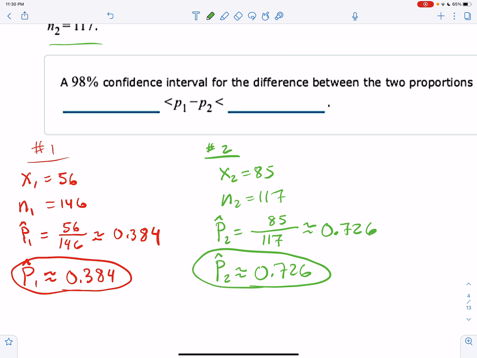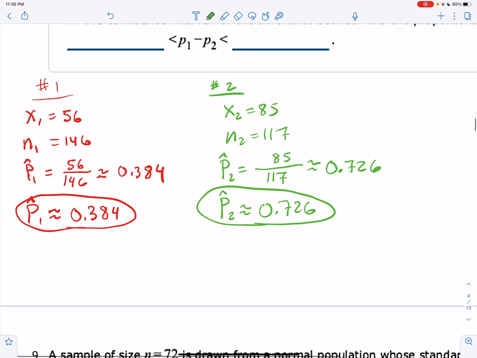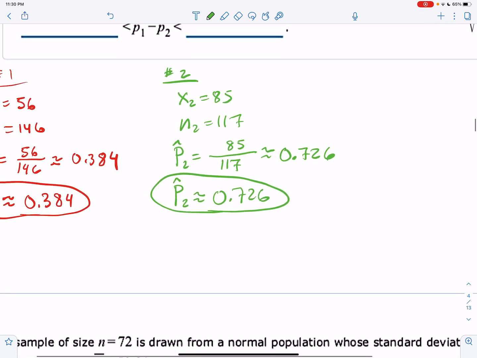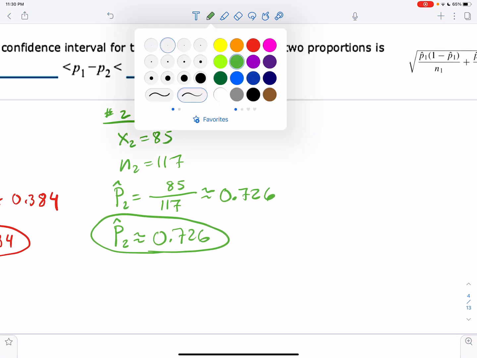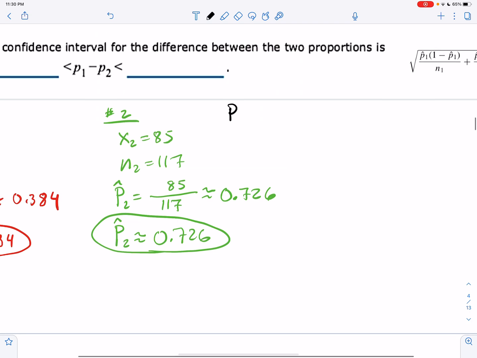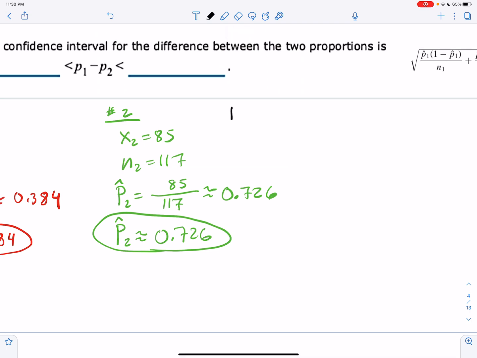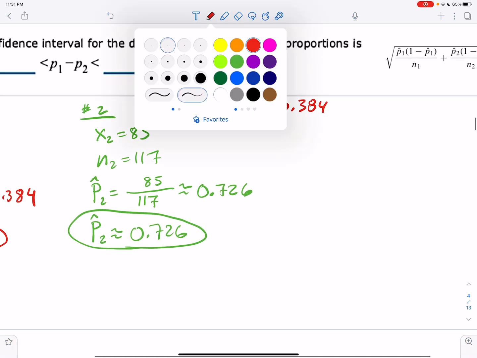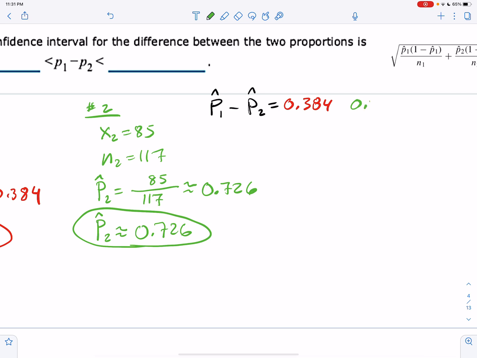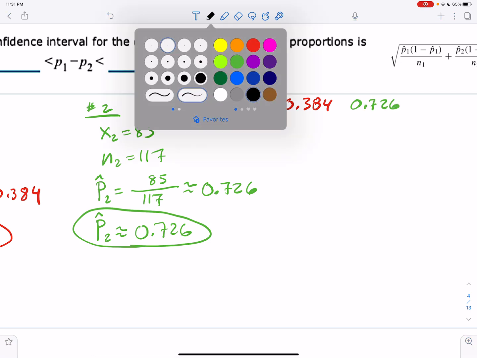And remember, I need to get my point estimate. Now the point estimate is just found by taking those 2 bits of information. Oh boy, I'm going to run out of space over here. I'm going to write my point estimate over here to the right. My point estimate is going to be p hat from the first minus p hat from the second. And that's just simply taking the first, which was in red, which was 0.384, right? Yeah. And then the second minus the second in green. The second in green was 0.726.